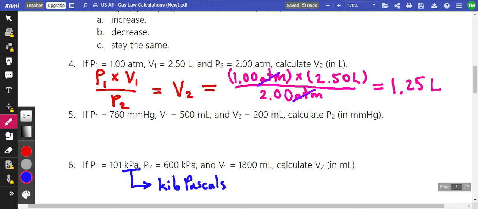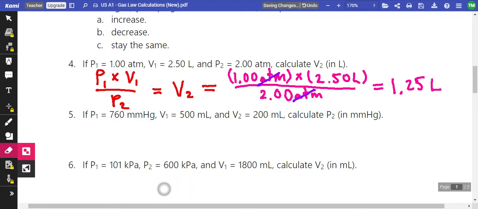But in any case, whether you're starting with atmospheres or mmHg or kPa, we want to make sure that unit comes out on the other side too. We're not going to change pressure units halfway through the problem. So if I start in kPa, I want to end in kPa. If I start in mmHg, I want to end in mmHg. Okay, so don't let the new units scare you.